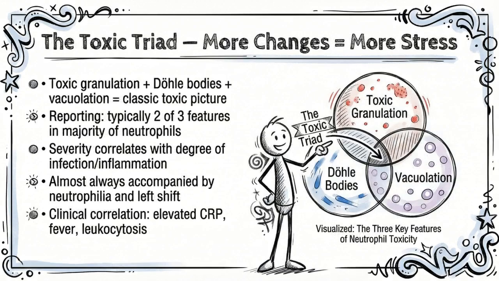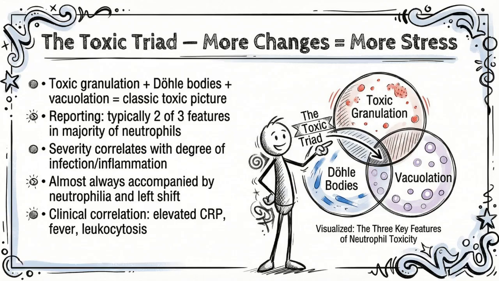Now, let's put the three toxic changes together, because in clinical practice, you rarely see just one. Toxic granulation, Döhle bodies, and cytoplasmic vacuolation form what we call the toxic triad. To formally report toxic changes, you generally need to see at least two of these three features in the majority of neutrophils. The more severe the changes, the more severe the underlying infection or inflammation.